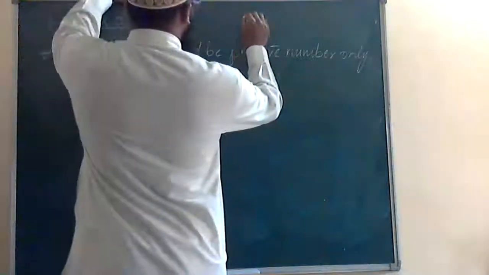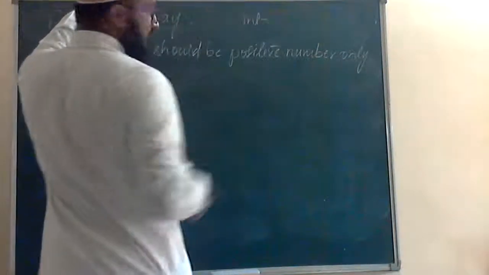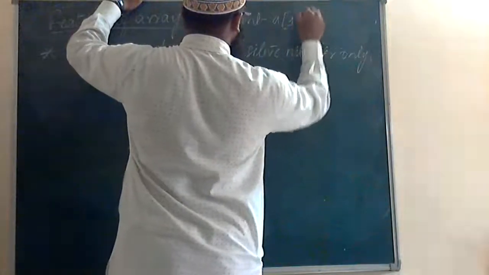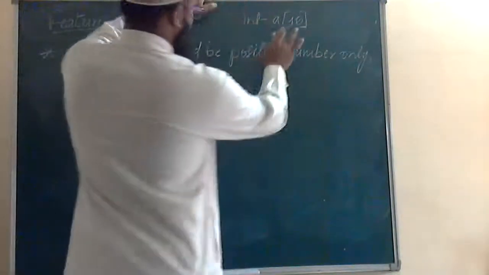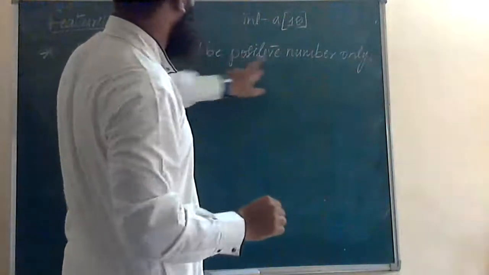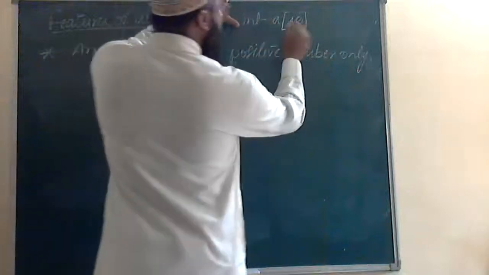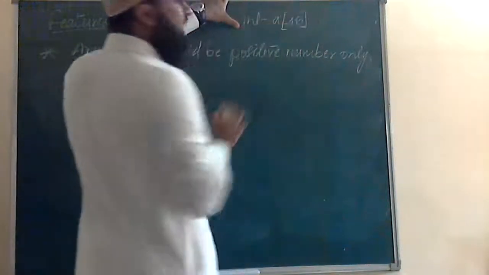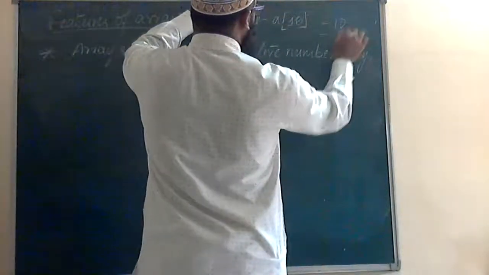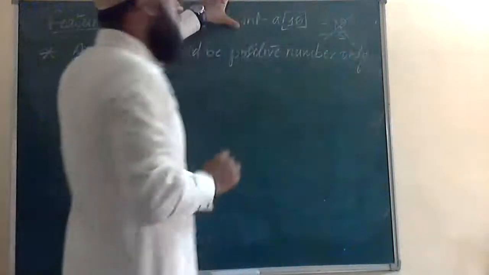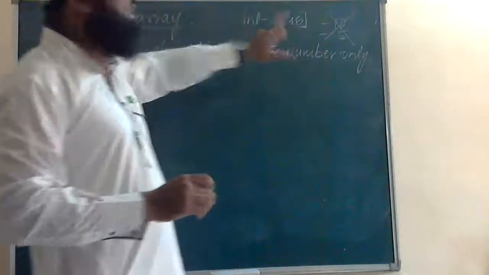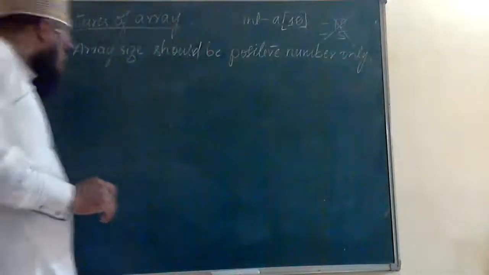For example, while giving array, int a of 10. This is the size of array, right? In the size of array, the number should be positive number only. Here we will not assign any negative value like minus 10 or minus 5. We should not give array size as negative numbers. Only the array size should be of positive number.